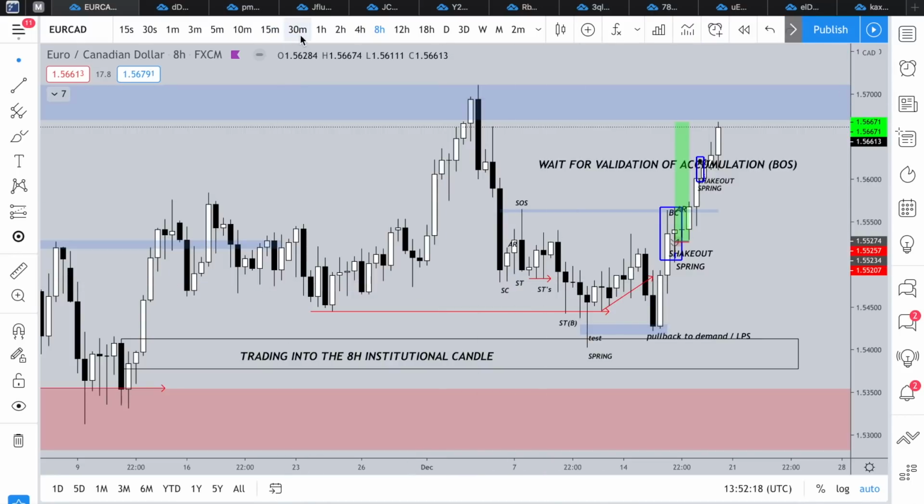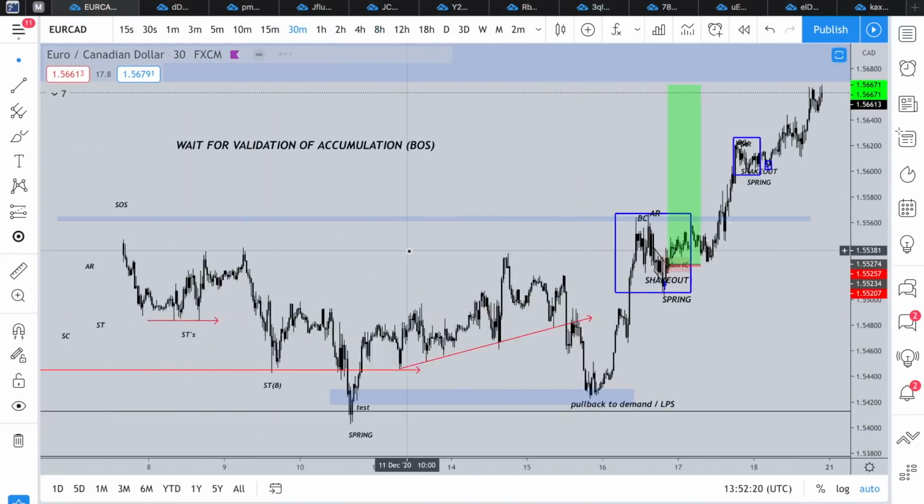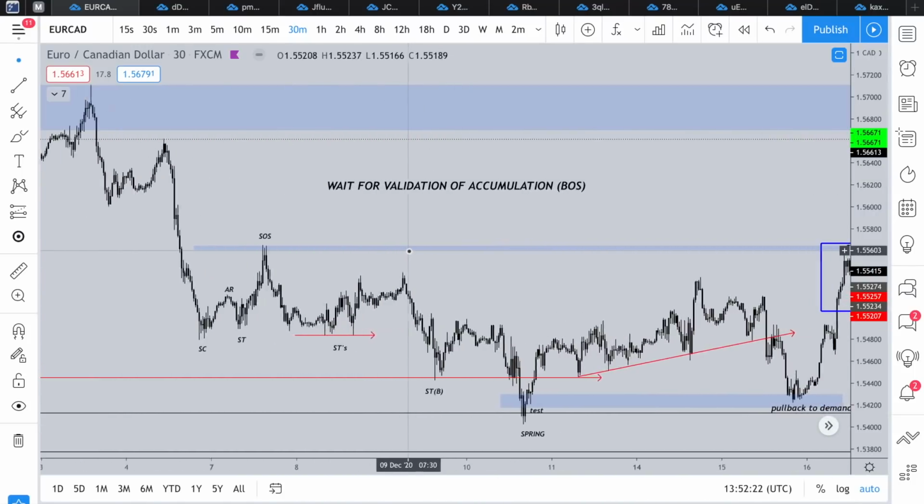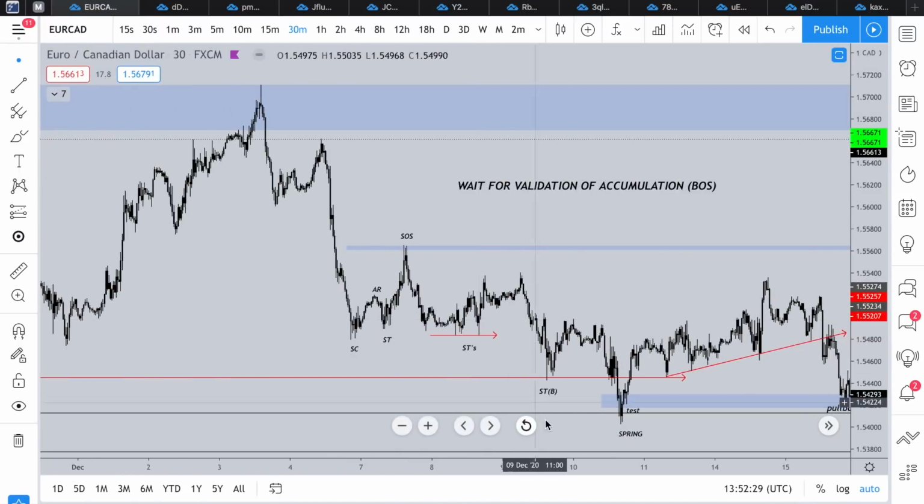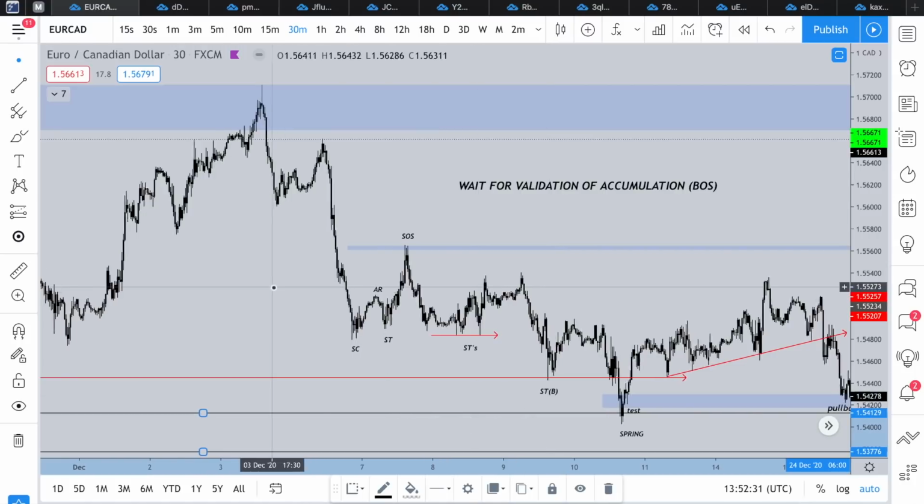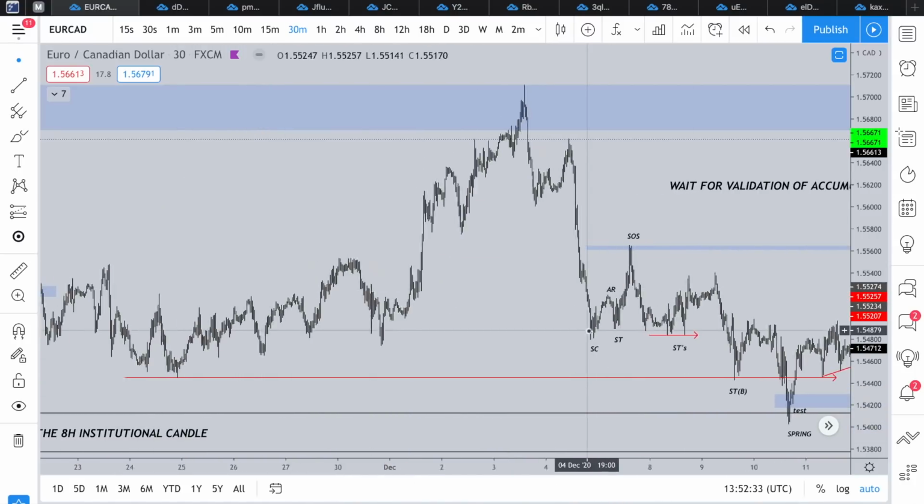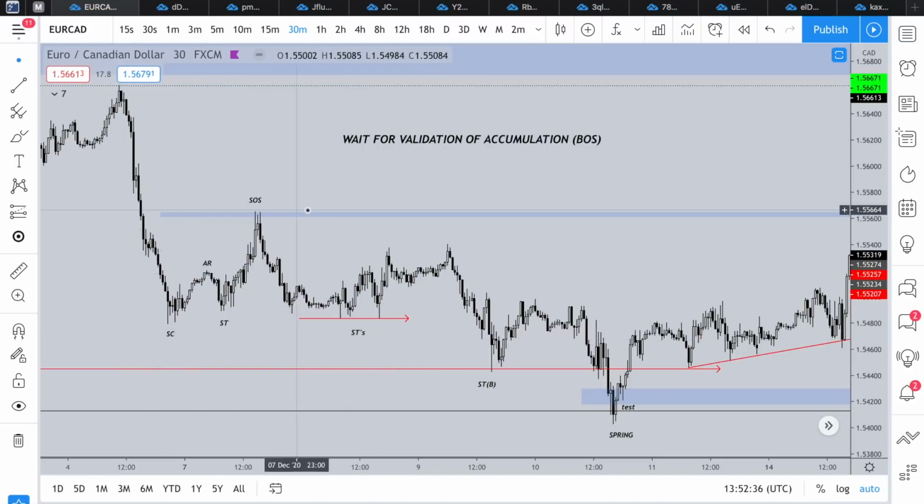From here, we went to the lower time frames, the 30-minute time frame, and we saw exactly what we want to see at higher time frame points of interest: lower time frame accumulation or distribution. So in this case, as we started to approach that 8-hour institutional candle, we manipulated previous lows. It started to form accumulation schematics.